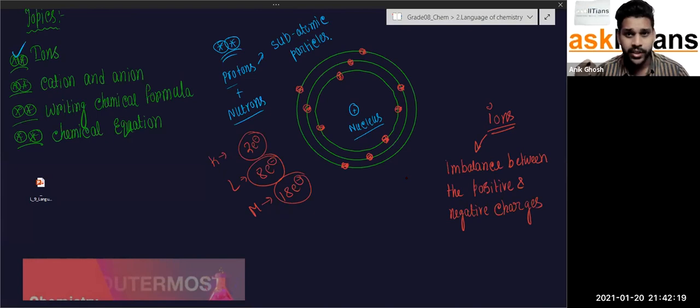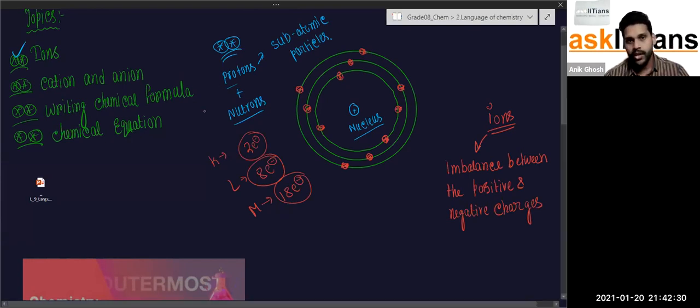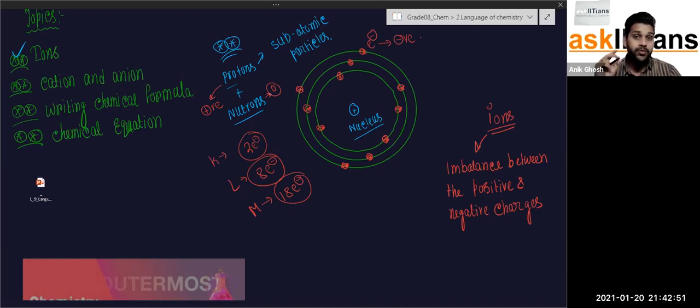Now, how can this imbalance get generated? There are 2 ways. Okay, first think about it. What are the subatomic particles that are carrying some charges? Definitely protons are positively charged. Electrons here are negatively charged. Neutrons are neutral, isn't it? So when I am saying there is an imbalance between the positive and the negative charge, what I mean to say is there is an imbalance between the protons and the electrons, isn't it? The number of protons and the number of electrons are different.